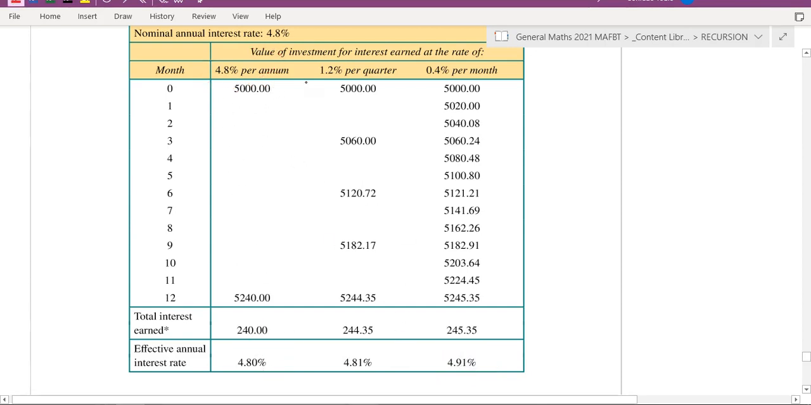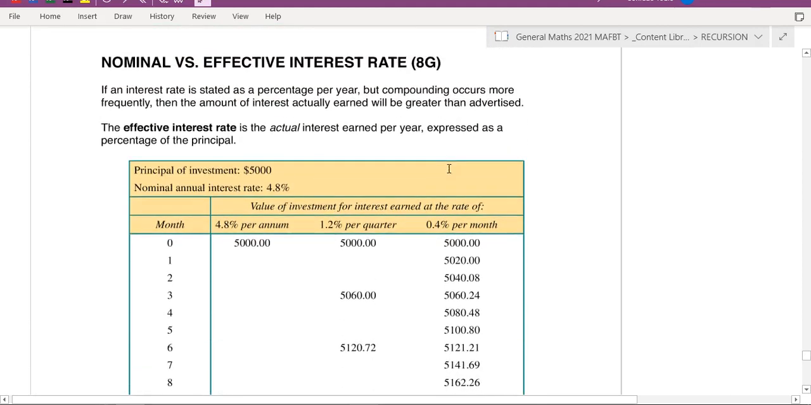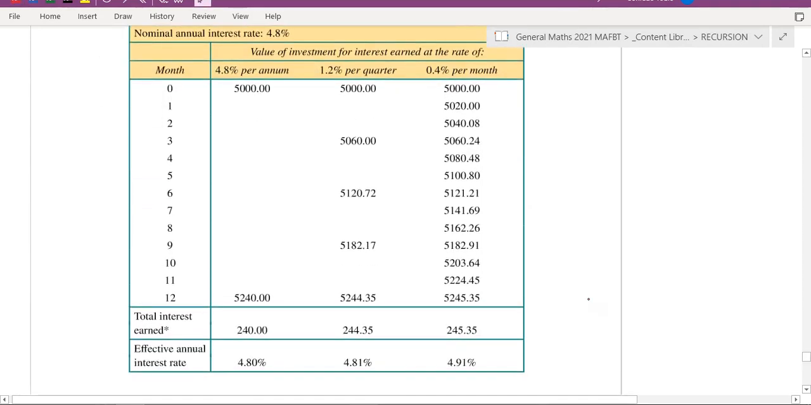Okay, so basically the point we're making here is that if you have a nominal rate at the beginning, and your money is compounding more than once per year, then at the end of that year, the actual rate or the effective rate that you're being charged is greater than what it was initially. Okay, but that depends on how many times it's being compounded.